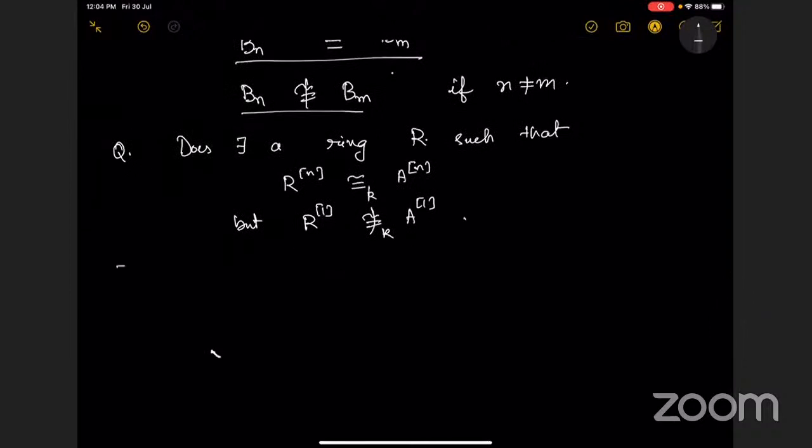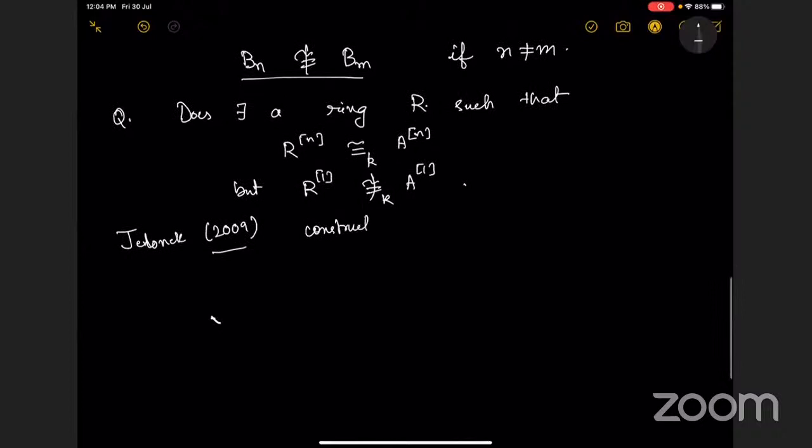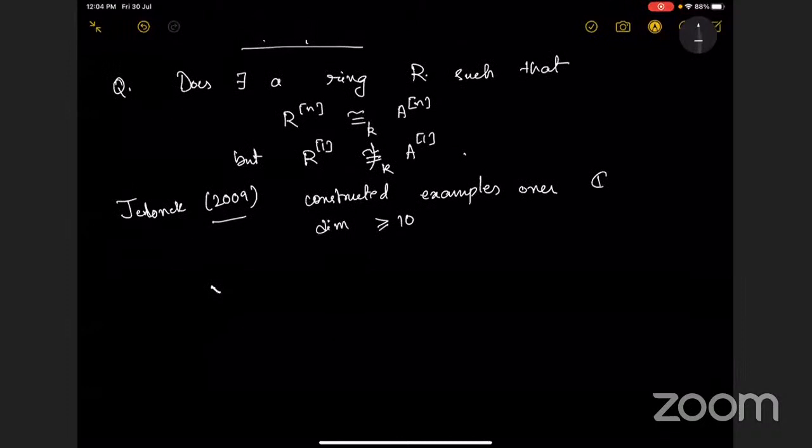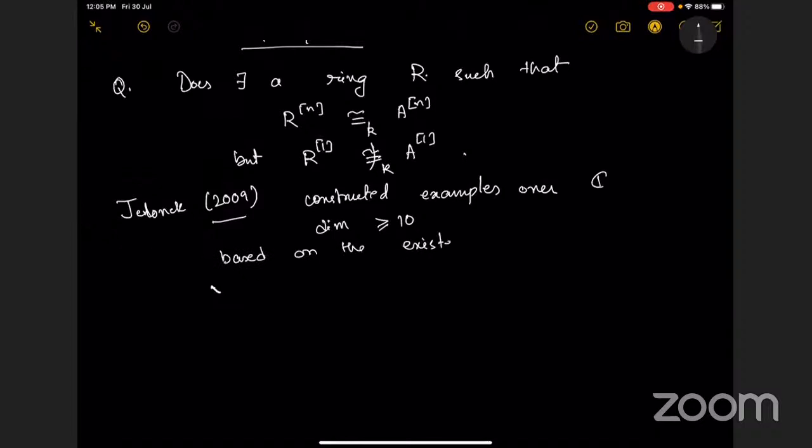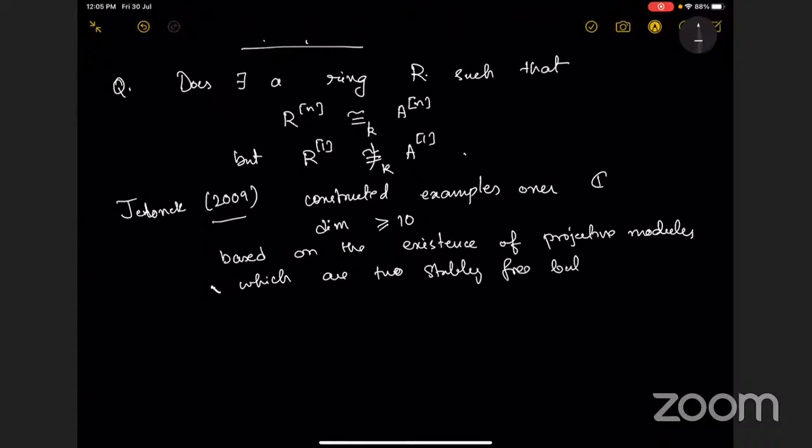And the first example which we had in this direction is due to Jelonek, and this was in 2009. He constructed examples over complex numbers, and the minimum dimension was greater than or equal to 10. And his example was again similar to Hochster's example, based on the existence of projective modules which are two stably free but not one stably free.